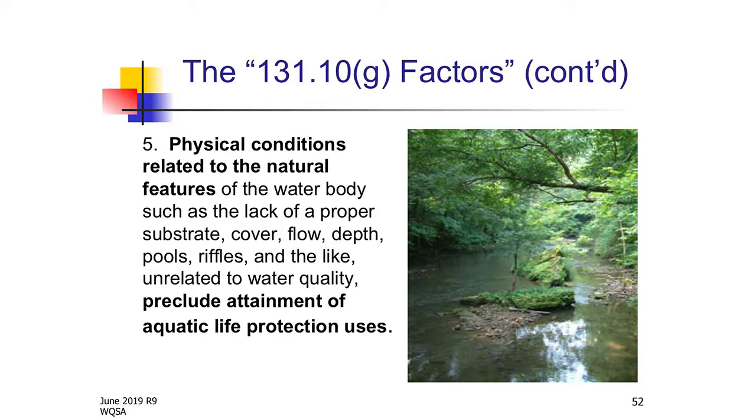Factor 5 is physical conditions related to natural features of the water body. Factor 5 is about natural conditions, pertains to aquatic life uses, and speaks to the natural physical factors of the stream that preclude the attainment of the use. So, for example, here the tree cover is leading to poor light and heat penetration and may preclude attainment of the aquatic life use.